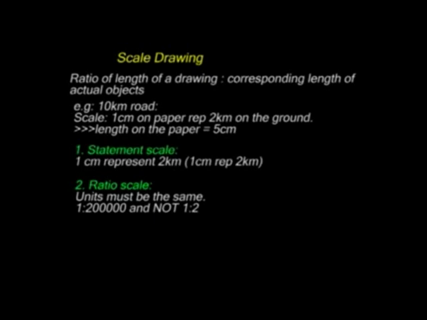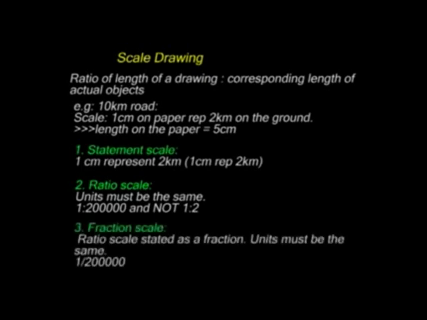The last type of scale is what is called a fraction scale. And just like the name says, we use fractions. The numerator must always be 1, and again the unit must be the same. So in the case above, we shall have 1 over 200,000. 1 over 200,000 is a fraction scale.